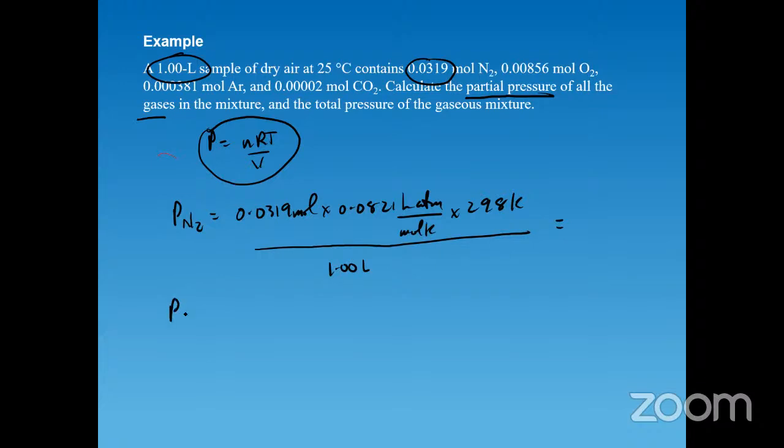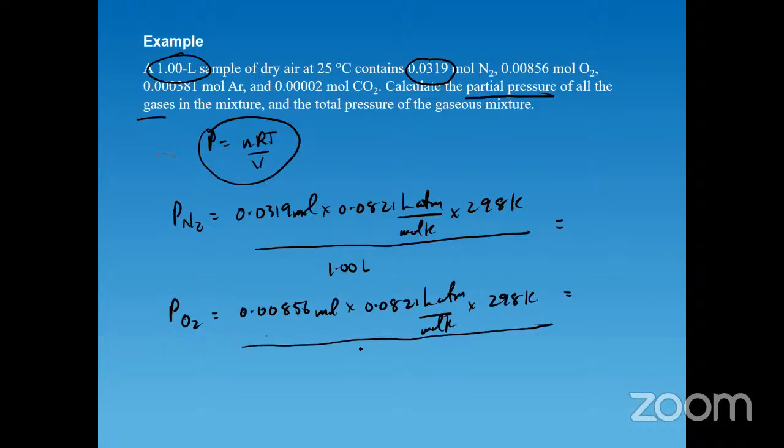In the case of oxygen, it's the same process. The only difference would be the number of moles. So in the case of oxygen, that's 0.00856 moles times 0.0821 liters atmospheres over mole Kelvin times 298 Kelvin. And we work that out. Oh, no, first we have to divide by 1.00 liters. How could I forget? And we work that out.